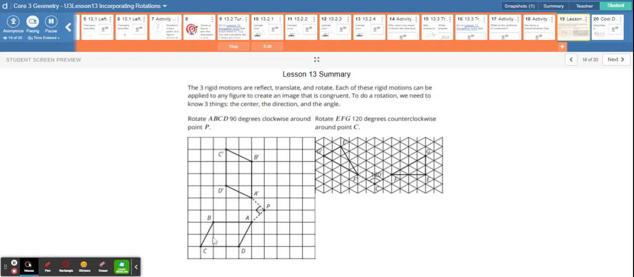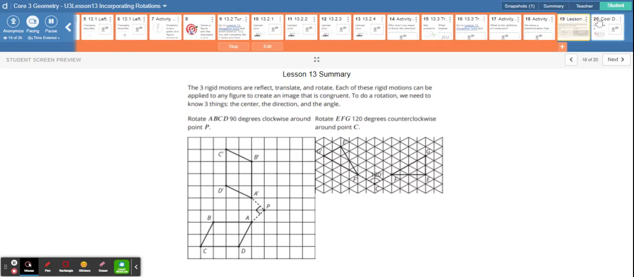ABCD, this parallelogram down here, getting rotated around point P. It kind of moves in this 90-degree angle. Everything moves 90 degrees clockwise, and here's your result. On this side, EFG, which is this right triangle over here, is rotating 120 degrees counterclockwise around point C. So you'll see it's making a 120-degree angle from where F starts to where F prime is.